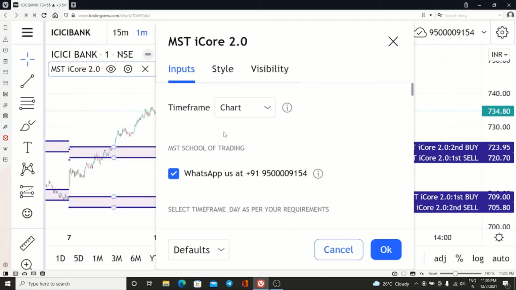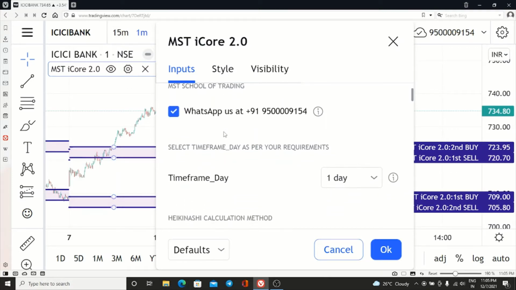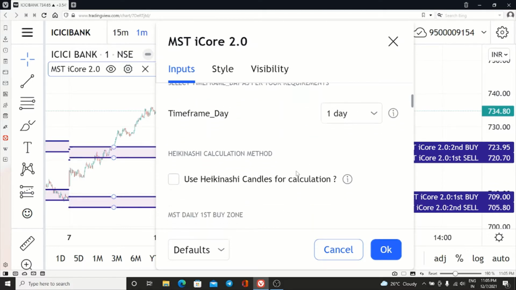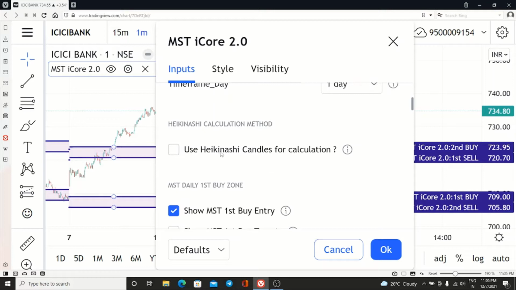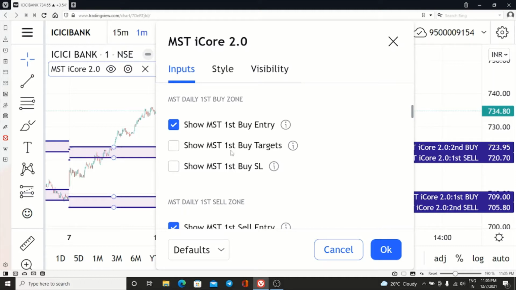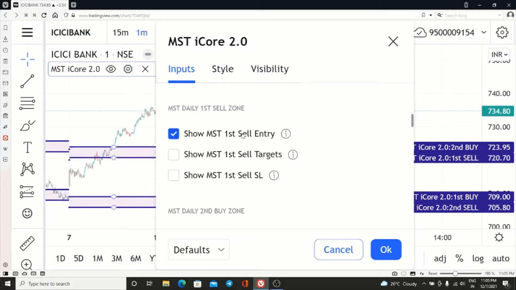Okay. So first one is the time frame, then our contact number, then time frame. By default it is 1 day. Then if you want, you can use Heikin-Ashi based calculation. So here our strategy starts. Here we have first buy entry, first buy target, and first buy SL. Next one, sell zone: first sell entry, first sell targets, and first sell SL.